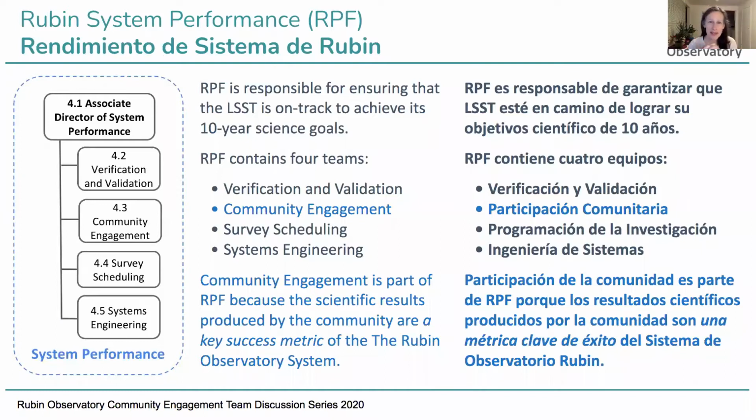System Performance is the department responsible for ensuring that the Legacy Survey of Space and Time, the LSST, is proceeding in a manner that will lead it to achieve its 10-year science requirements. For this reason, the System Performance Department contains 4 teams: verification and validation, community engagement, survey scheduling, and systems engineering. In particular, the community engagement team is part of the System Performance Department because the scientific work that will be done by the community is a key success metric of the Rubin system. In short, if the community is not producing science results, the system is not working.